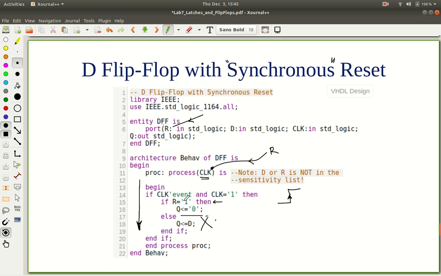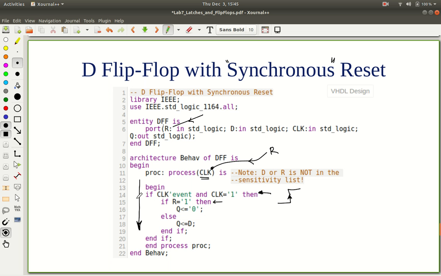So we interpret them in this one after the other manner, in the sequential manner. So if reset was 1, that's why reset is given a priority. If reset was 1, then definitely Q is equal to 0 irrespective of D. But if reset was 0, then you look at the value of D and assign it to Q. And all this happens only on the rising edge of the clock because of the statement.